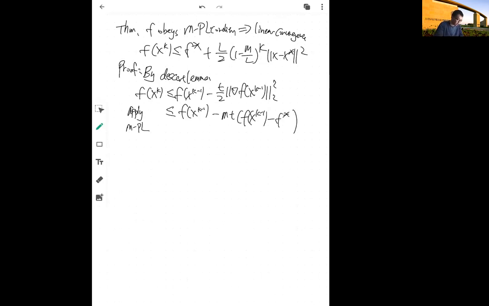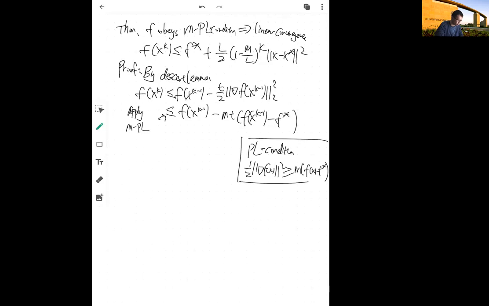Okay, so recall that the PL condition, so I'm going to write it here, is saying that half of the squared norm of the gradient at any x is larger than m times the suboptimality. Okay, so this simply involves applying this condition to derive this inequality.